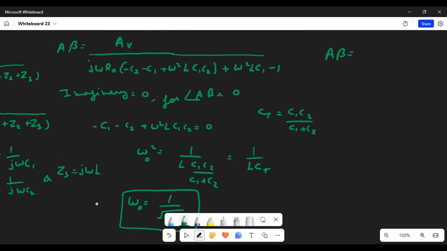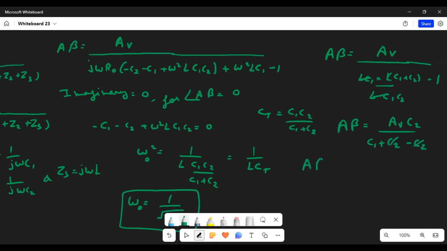Now if we put the value of omega naught back into the equation, we will get A beta equal to AV upon L C1 multiplied with 1 upon L C1 C2, and C1 plus C2 will go on the top, minus 1. As L C1 will cancel out, we get A beta equal to AV C2 upon C1 plus C2 minus C2. C2 will cancel out. So A beta equals AV C2 by C1. You know A beta should be 1. So AV will equal C1 by C2.